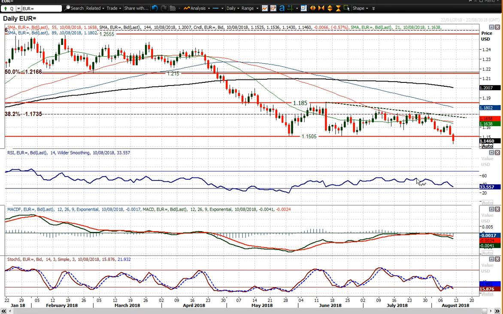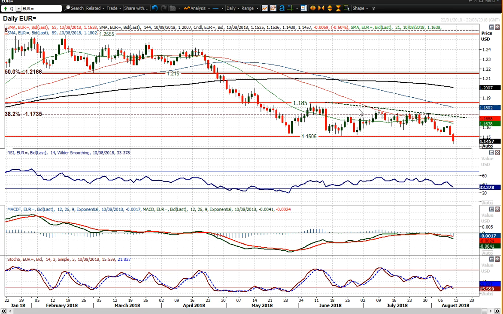Look at these momentum indicators. RSI 33, falling away, multi-week lows, and downside potential in that move. The MACD line is similar, only just now sort of gathering momentum to the downside. Stochastics have turned back lower. This does not look good for the euro, really doesn't.